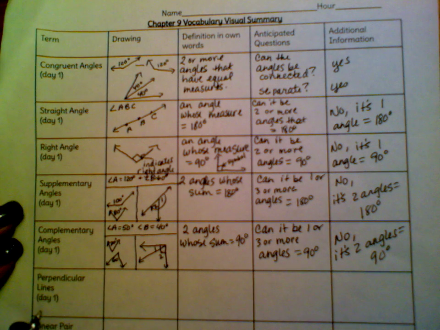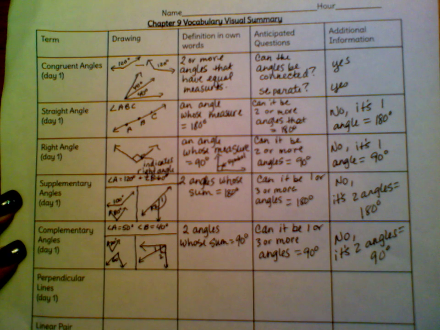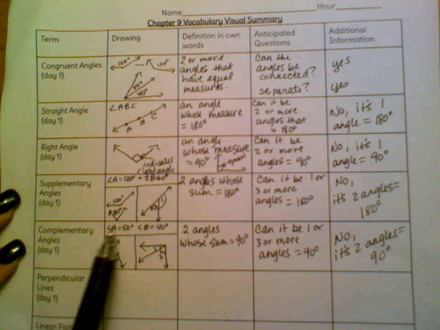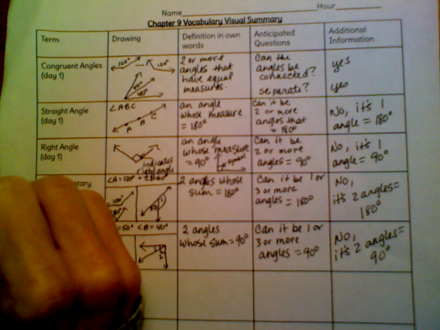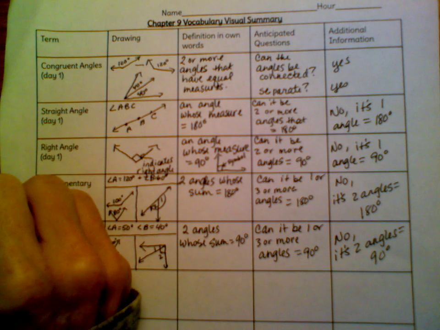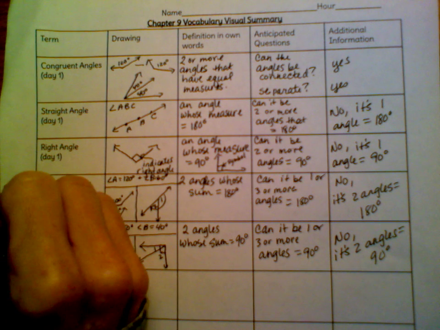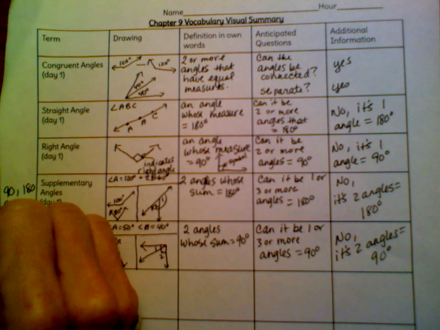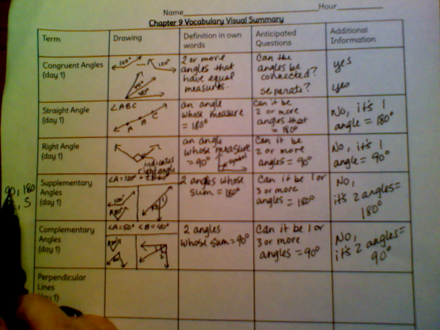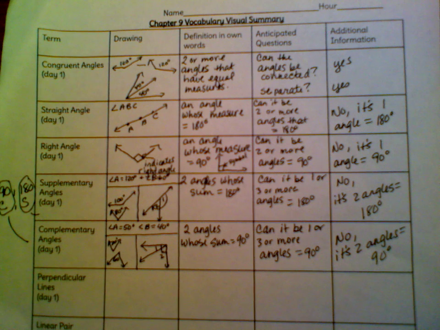Okay, one thing with these two, the way I remember them, because kids get mixed up. One is 2 angles that equal 180, one is 90. I think of, in order when I count, I would get to 90 before I'd get to 180. And in the alphabet, I get to C before I get to S. So 90 is complementary and 180 is supplementary. That's how I keep those straight.